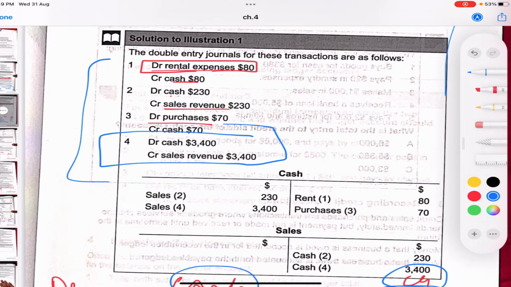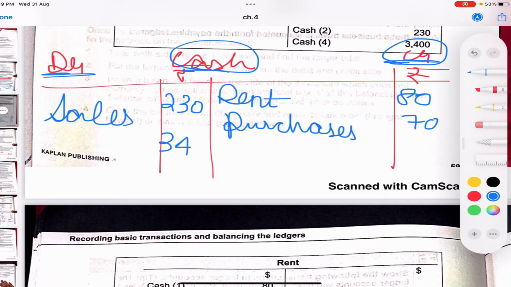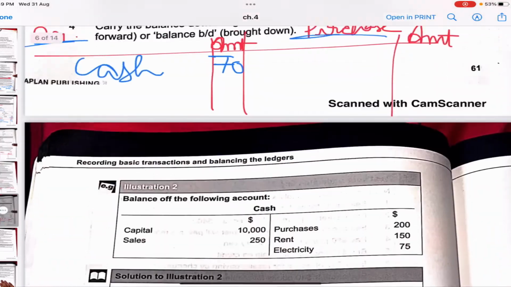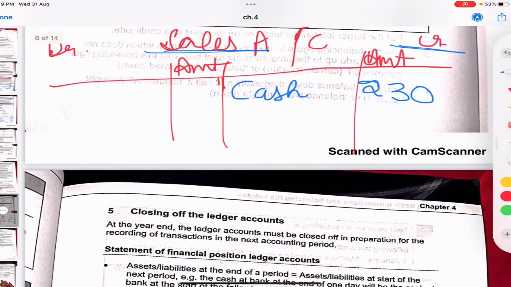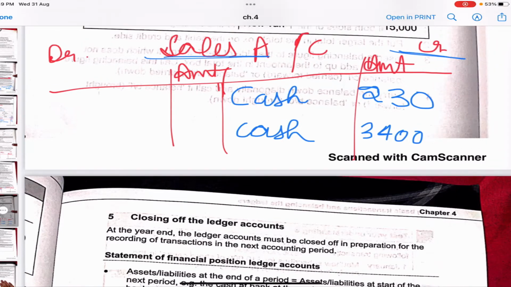Cash is getting debited by 3,400. Sales revenue is getting credited by 3,400. Cash is getting debited by 3,400, right, with sales, and sales is getting credited. Where is sales again? Sales is getting credited for 2,000. What was it? Oh, it was 3,400. Sorry, 3,400. Okay. So do you have any doubts in how we have put the balances?